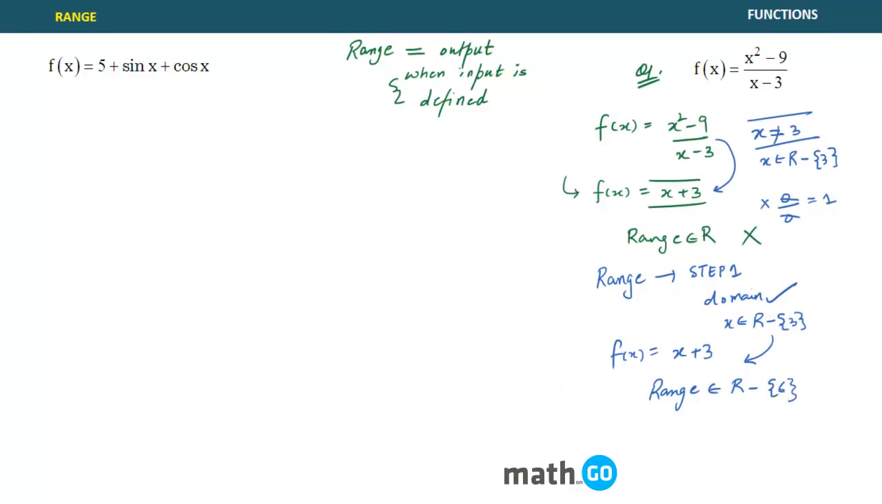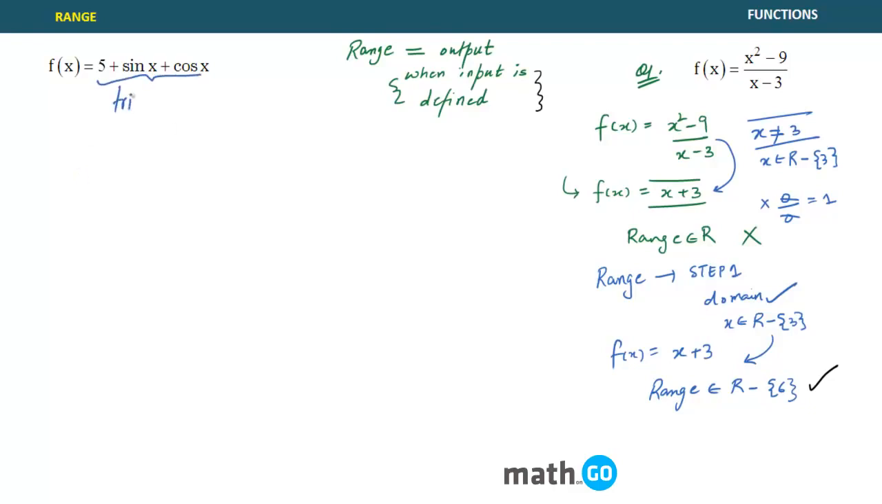So this is the correct answer to this particular problem. Remember, though it looks like a very simple problem, many people make this error. So range is equal to the output when the input is defined, or at what particular values you are solving it. Now let's apply this to another basic problem. It says you need to find the range of this particular function, 5 plus sin x plus cos x.